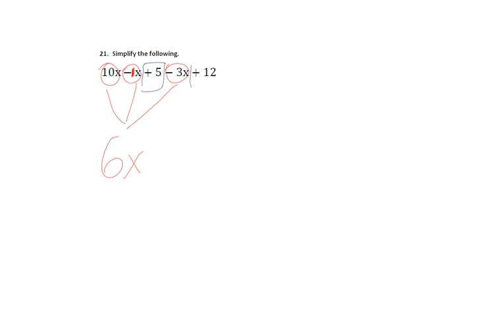Everything that I wrote in a blue box does not have letters. So that's just the 5 and the 12. 5 plus 12 is positive 17. That is your answer.